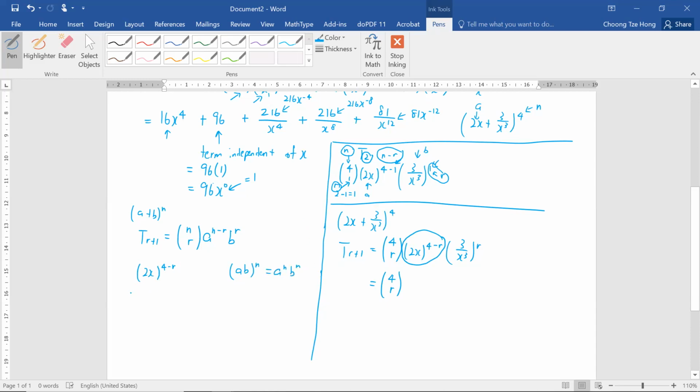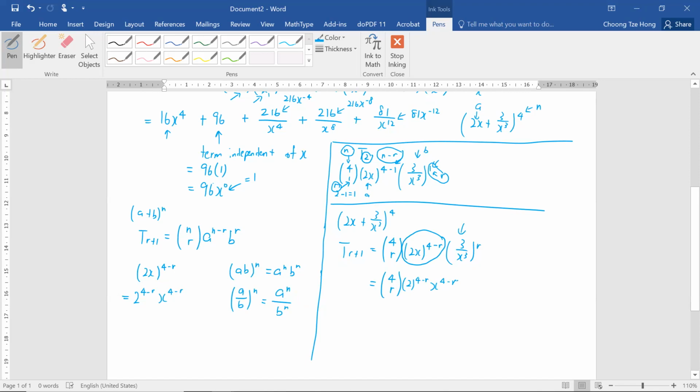So to separate this, now the n is this 4 minus r. So if I separate this, the a is now the 2, so it's 2 to the power of 4 minus r, x to the power of 4 minus r. So let's separate this now. It'll just be 2 to the power of 4 minus r, x to the power of 4 minus r. Then how about the one over here? This one also uses the law of indices. (a over b) to the power of n works in the same way. It will just become like this.